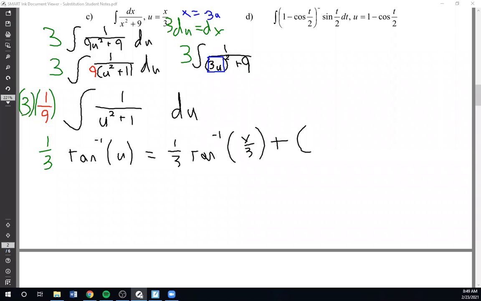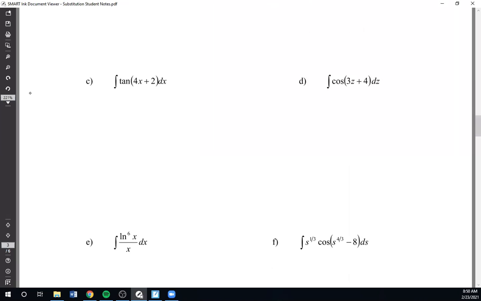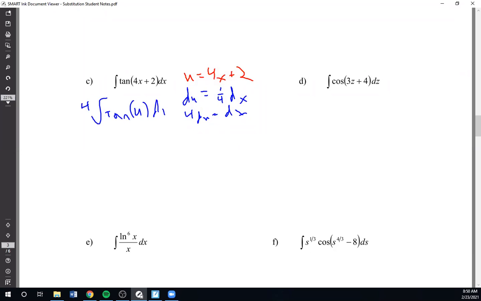All right. Let's do one that is still a little bit tricky. It's a little bit harder than it first appears. And that is part C. We skipped this one earlier. Because what it seems like is that we should just make u equal 4x plus 2, and then du should be 1/4 dx, which means 4 du equals dx. And so then I have 4 times the integral of tangent of u du. And then all we have to do is take the antiderivative of tangent.